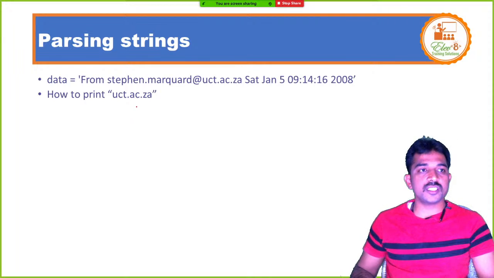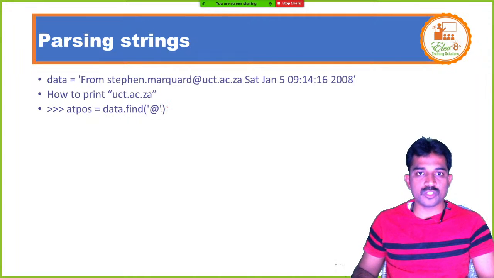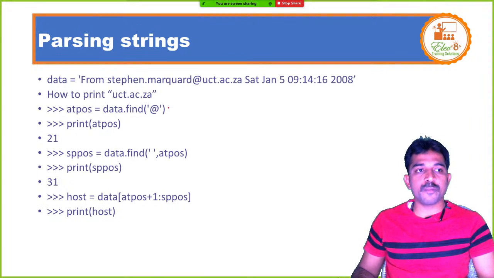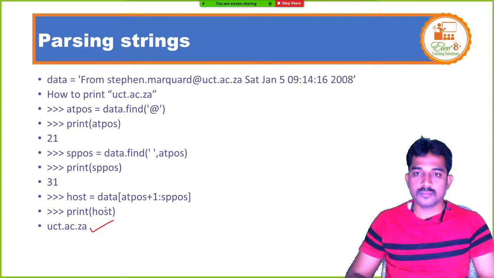See how we are going to extract the uct.ac.za. Yesterday we used the find method. So yesterday we saw all the things, ma. After performing certain operations, finally you will get this as the answer.